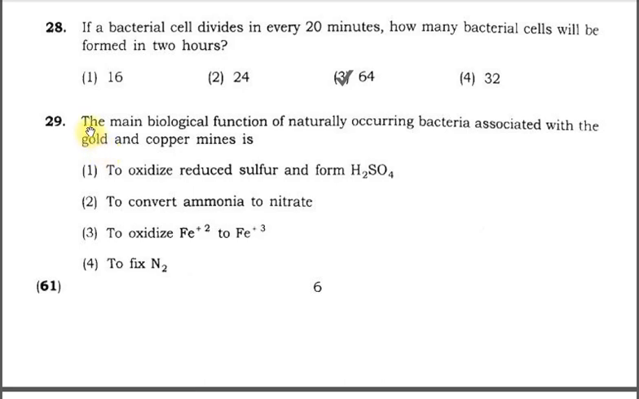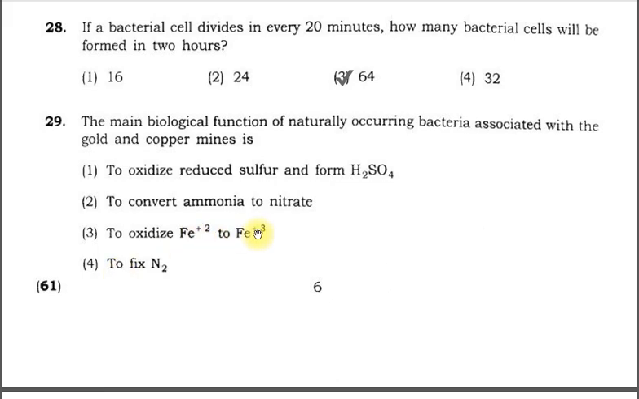Question number 29, the main biological function of naturally occurring bacteria associated with gold and copper mines is: 1, to oxidize, reduce sulfur and form sulfuric acid. Number 2, to convert ammonia to nitrate. Number 3, to oxidize ferric to ferrous.